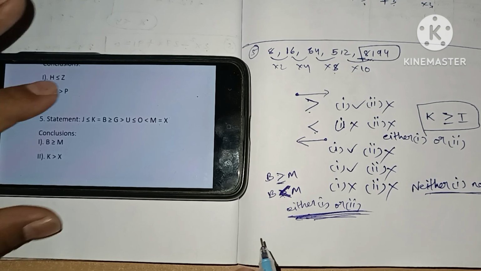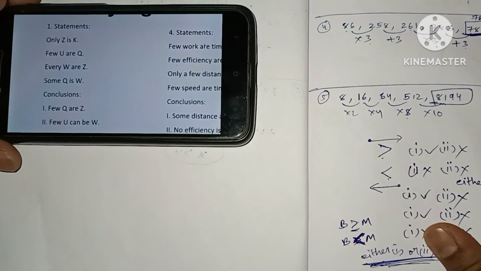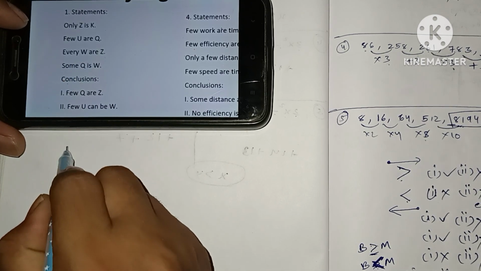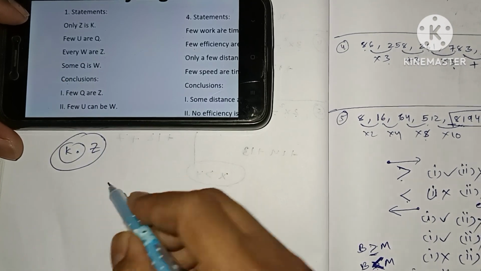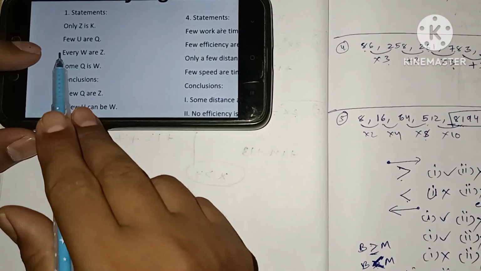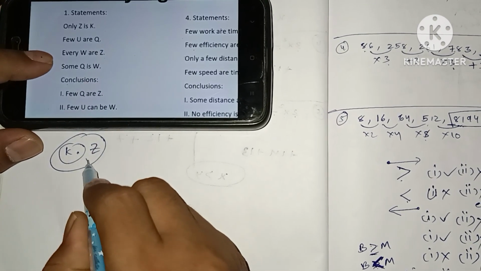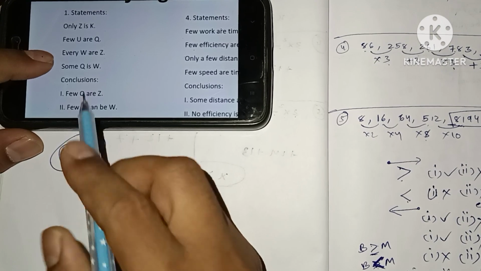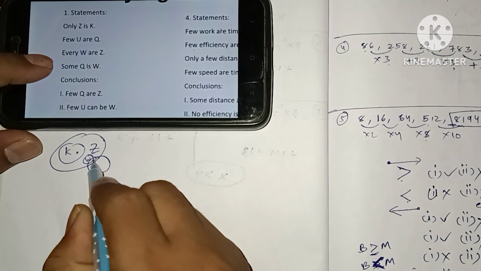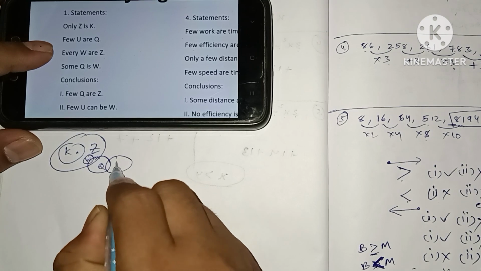Let's see syllogisms. Now we are going to see syllogisms. First question, only Z is K. So K is inside Z and doesn't share with anything except Z. Now the second one, few U are Q, every W is Z. So every W is Z means W is inside Z. Some Q is W, some part of Q is sharing with W. Few U are Q means some U are Q.